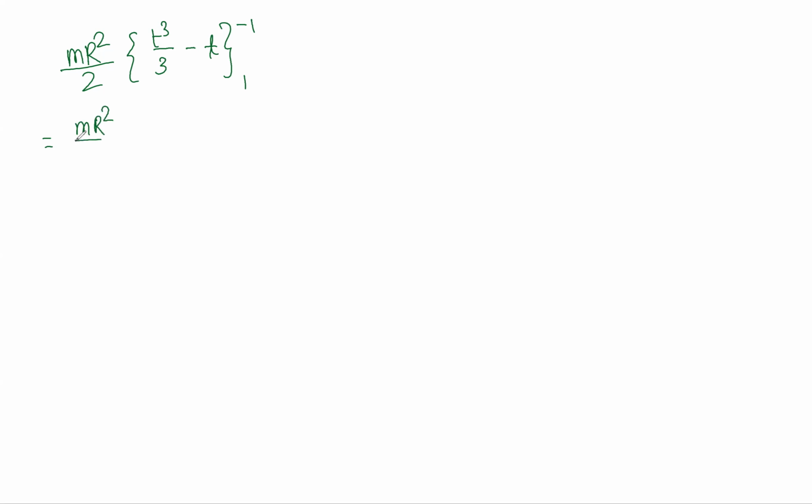So you will have mr square by 2, put the top value, so you will get minus 1 by 3, minus of minus 1 plus 1. ठीक है, minus, put the bottom value, so you'll get 1 divided by 3, and then just put 1 over here. ठीक है, you'll get this. माइनस 1 डालोगे तो माइनस 1 by 3 आएगा, माइनस 1 डालोगे तो प्लस 1 आ जाएगा, माइनस टॉप माइनस बॉटम. 1 डालोगे तो 1 by 3 आएगा, 1 डालोगे तो 1 आएगा.